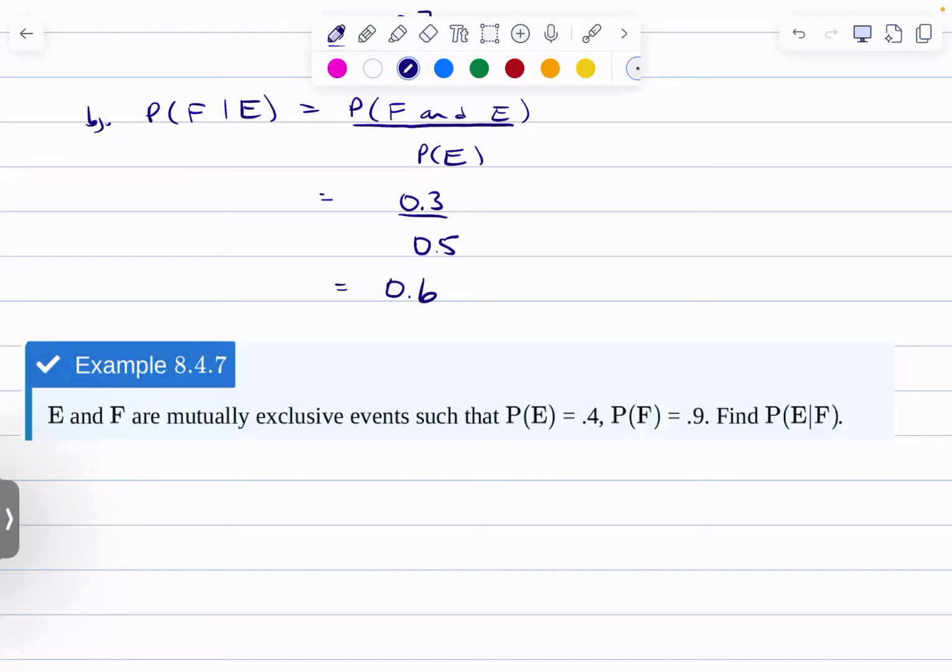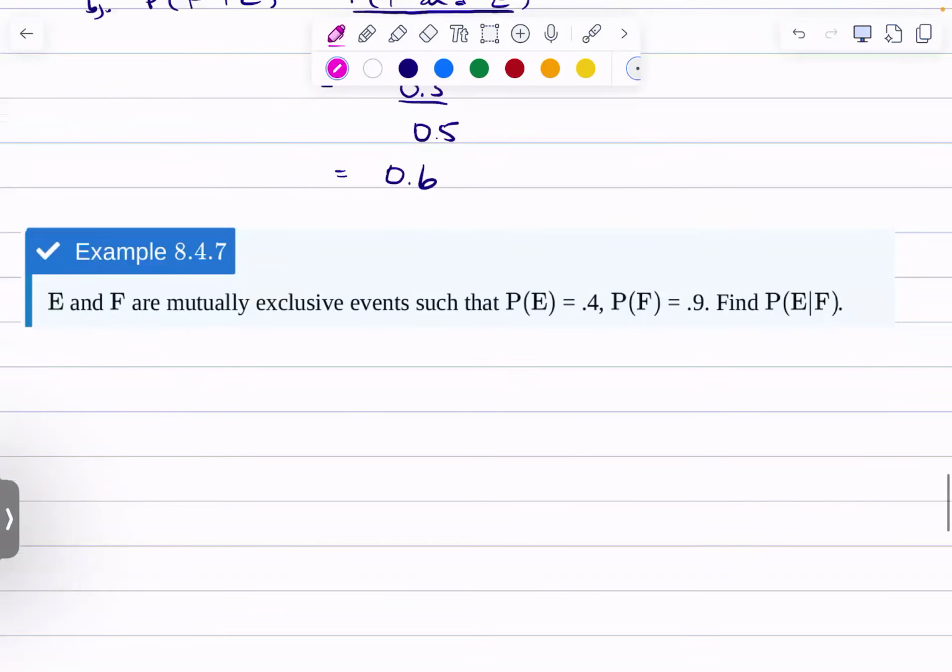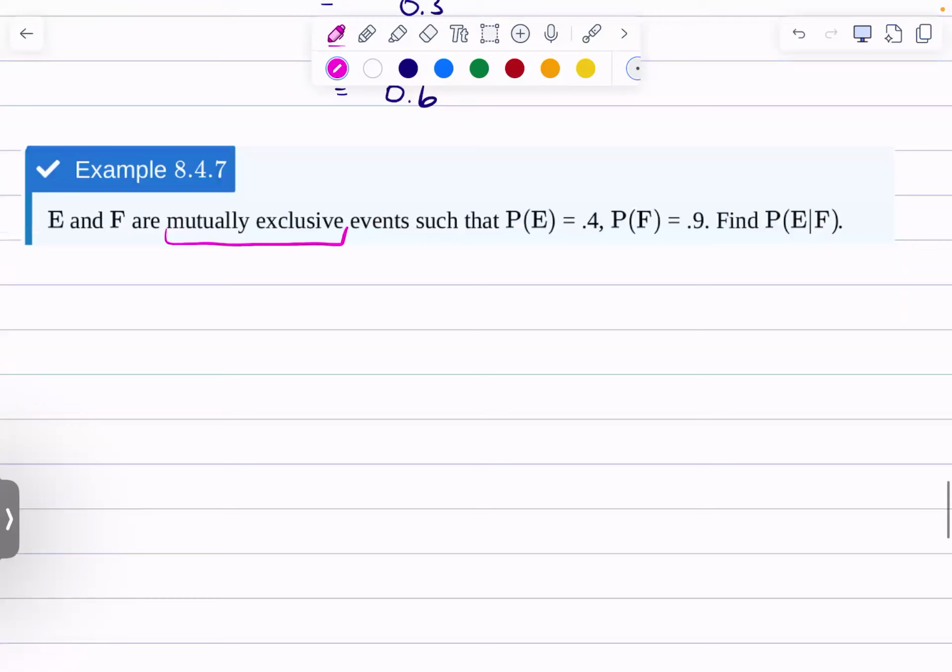What does it mean to be mutually exclusive? It can never happen at the same time. Which means, in terms of probabilities, the probability of E and F has to be 0. There's no outcomes in common. They can never happen at the same time. So the probability of E and F must be 0.